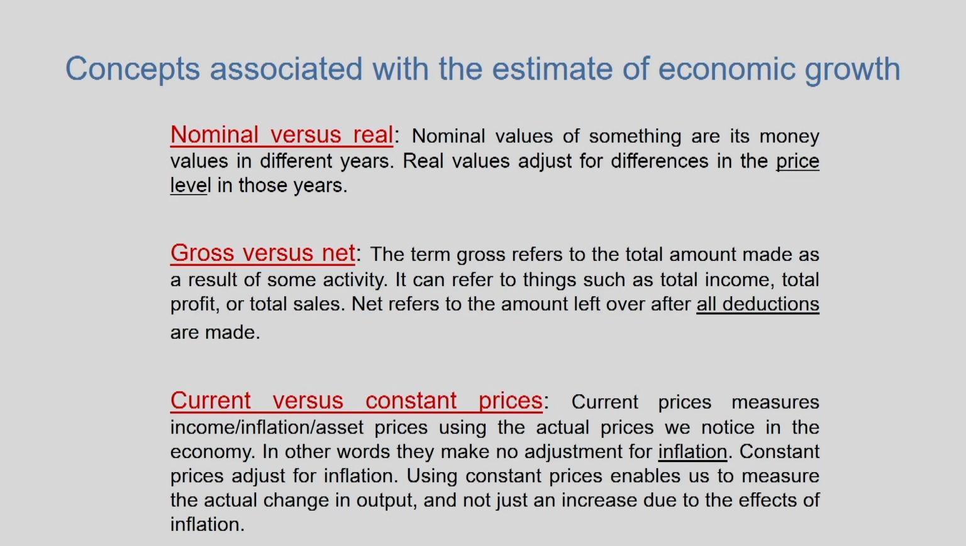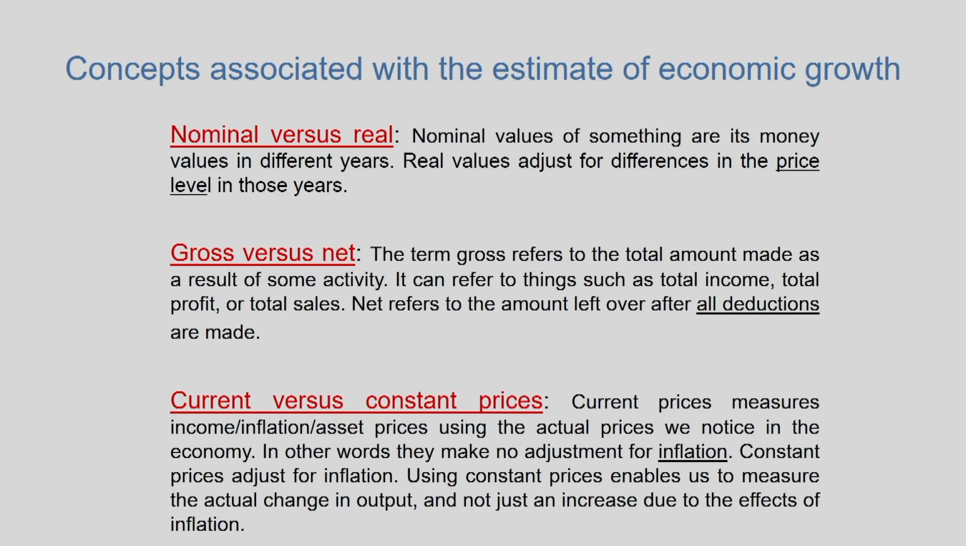Now in economics, the nominal values of something are its money values in different years. Real values adjust for differences in the price level in those years. What we are essentially trying to talk about is whether or not values are adjusted for inflation. Examples include a bundle of commodities such as gross domestic product and income. For a series of nominal values in successive years, different values could be because of differences in the price level, but nominal values do not specify how much of the difference is from changes in the price level. Real values remove this ambiguity.